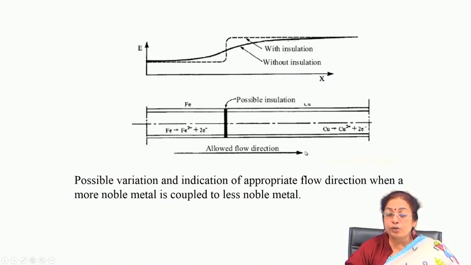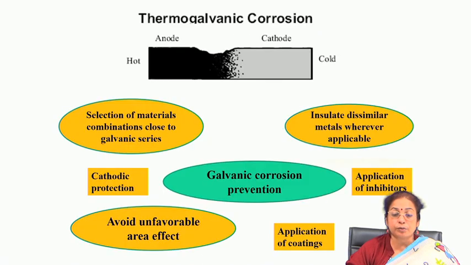This is again the combination for iron and copper. If you insulate the part, you can minimize the tendency of attack of the anodic part of the couple. This is the case for thermogalvanic corrosion, where the hot part acts as anode as compared to the cold part, and the problem starts at the interface.